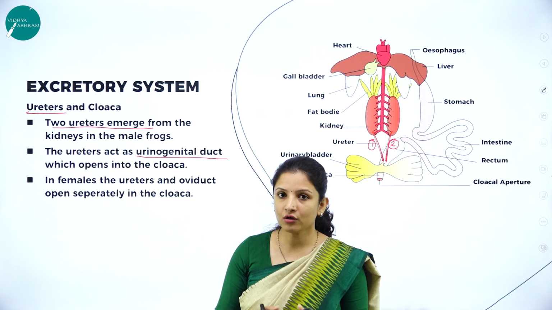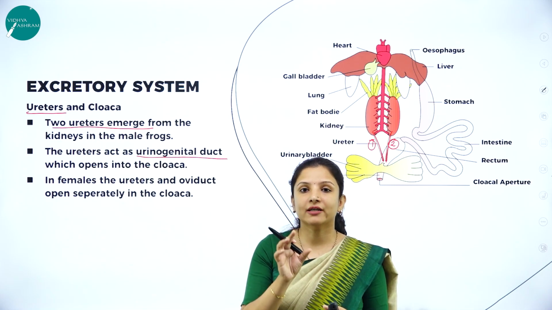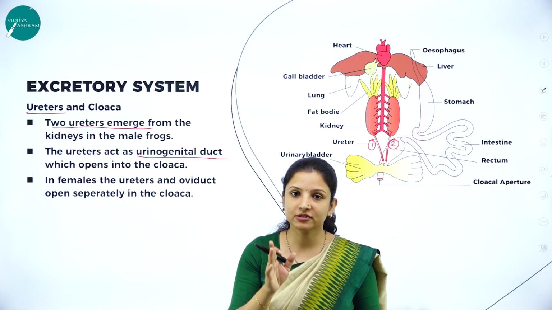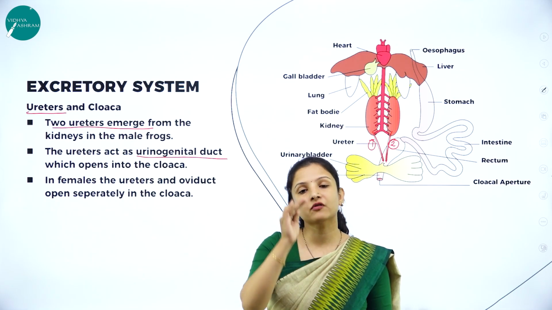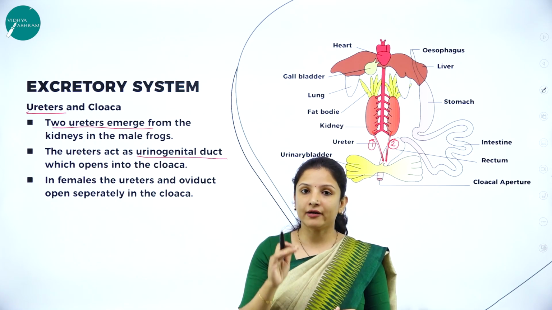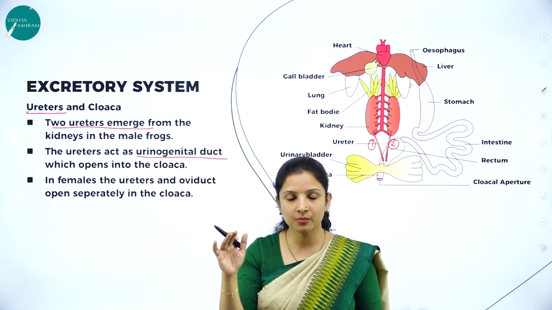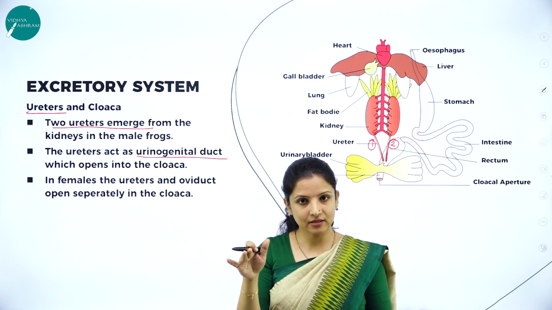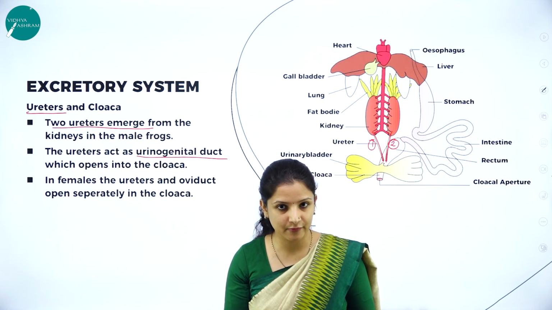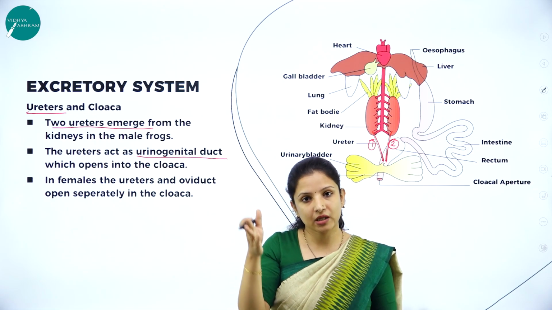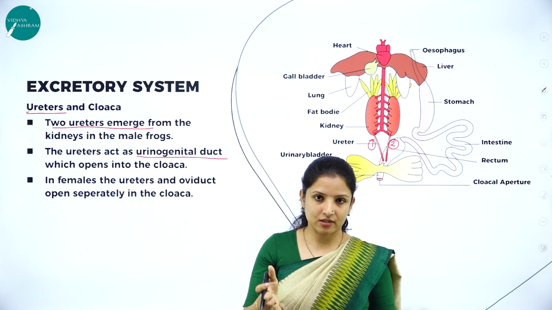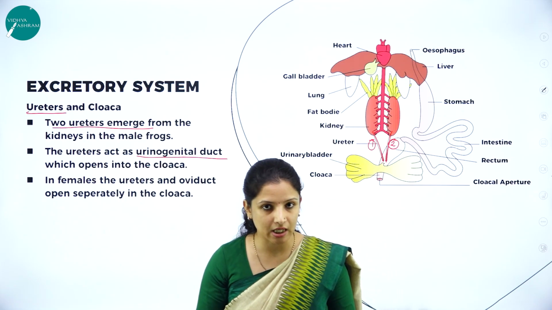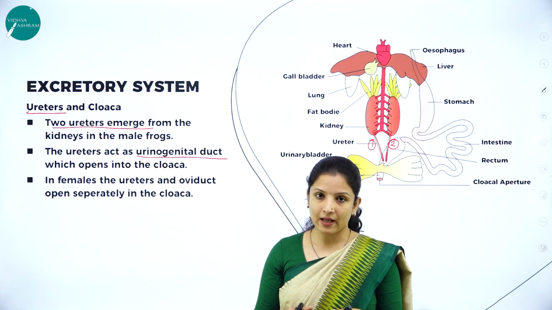In the male frog, the ureter is called the urinogenital duct. Why? Because it performs the function of carrying the urine from the kidney to the cloaca and also carrying the sperm from the testes to the Bidder's canal, which we will study in the reproductive system of frog in detail, and then from there into the ureter. So it also carries the sperm. That is why it is called urinogenital duct.